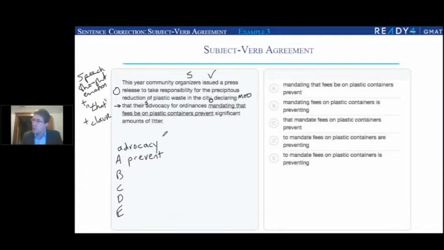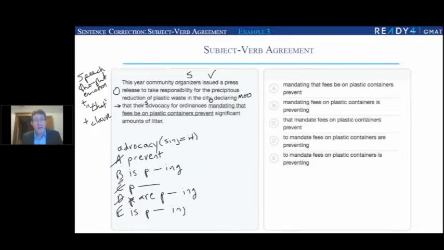But then we run into this problem. So what about advocacy? Is it singular or plural? Well, it's definitely singular, so it's a kind of an it, right? So we have prevent, we have is preventing, we have prevent again, then we have prevent, D says are preventing, and then E goes back to is. Okay, so are preventing is wrong, they prevent is wrong in A and C. So it's either B or E. Is preventing is the only possible thing from a singular and plural point of view.